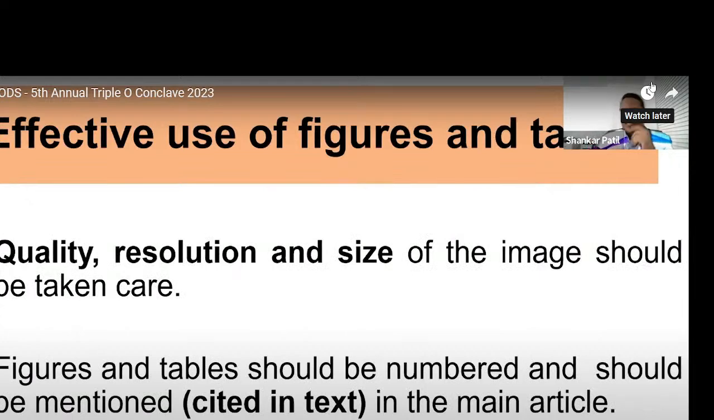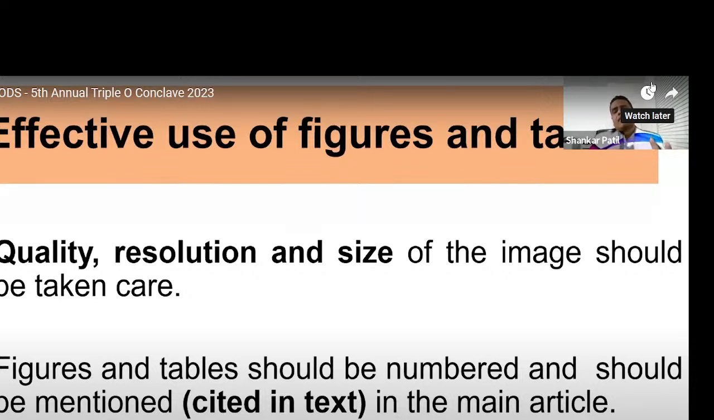And I always see articles being submitted from developing countries, or from researchers who are very, very new, right? So the quality, resolution and size of the image should be taken care of. Suppose you have done a wonderful research, but if your image quality is very poor, the journals will again reject it. So when you are submitting photo micrographs, use a very good microscope, right? And the resolution of the image has to be very high quality.